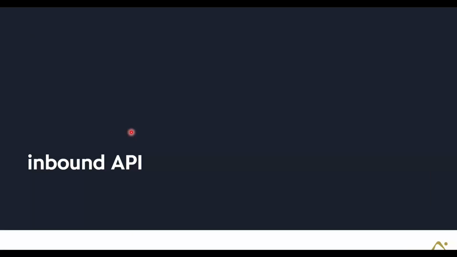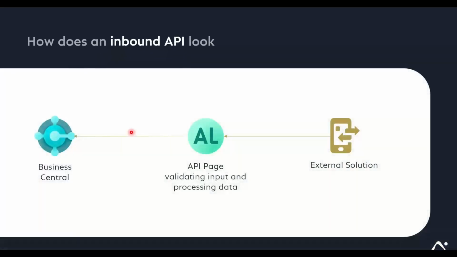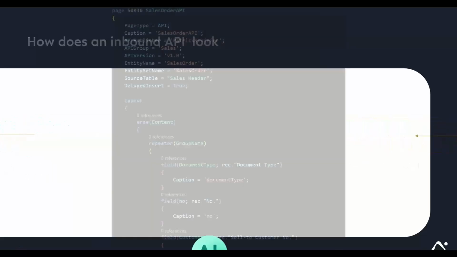So for inbound APIs, it's more or less the same. A normal inbound API looks like we are having an API page. We are validating some input and processing some data, and then it will be saved in the table. So if we want to test this, we have also different possibilities. And the first and easiest possibility is using Postman.